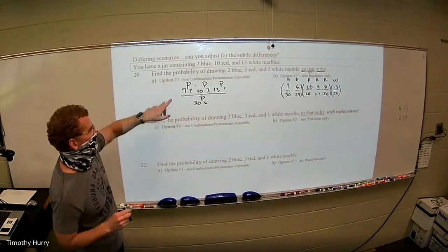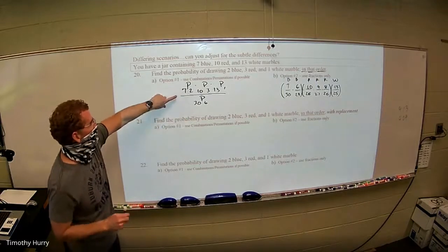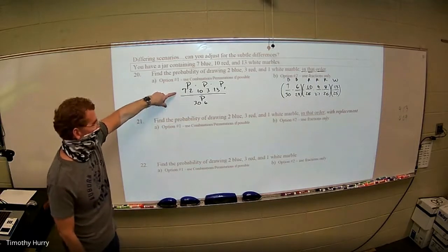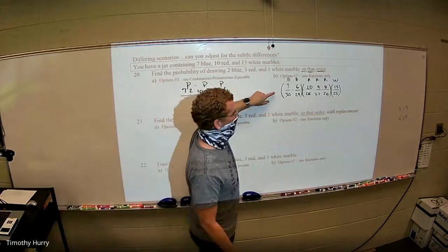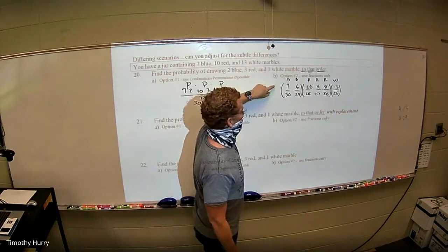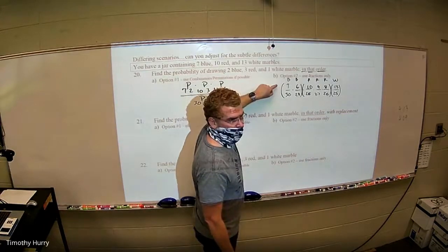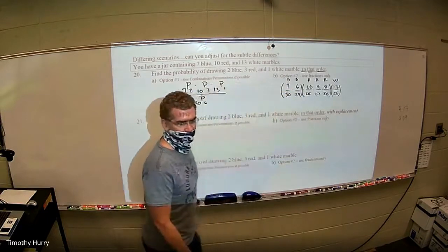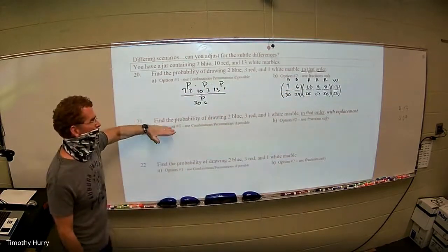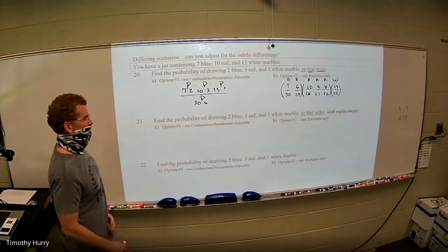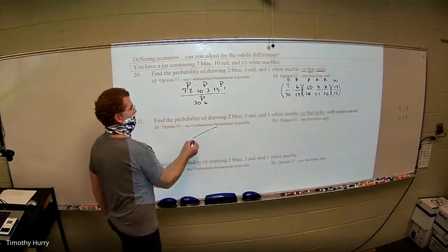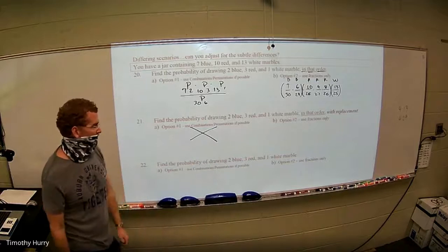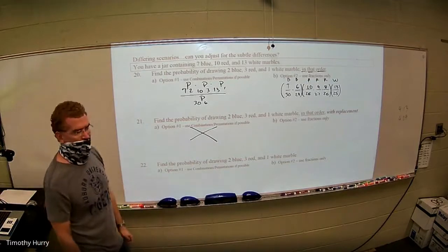And if I didn't say in that order, what do I do here? Combinations. What do I do here? I put the 6 factorial over 3 factorial, 2 factorial, 3 factorial, 1 factorial, right? Now what changes here when I say with replacement? You can't do that. I cannot do this if it's with replacement, because it's independent.